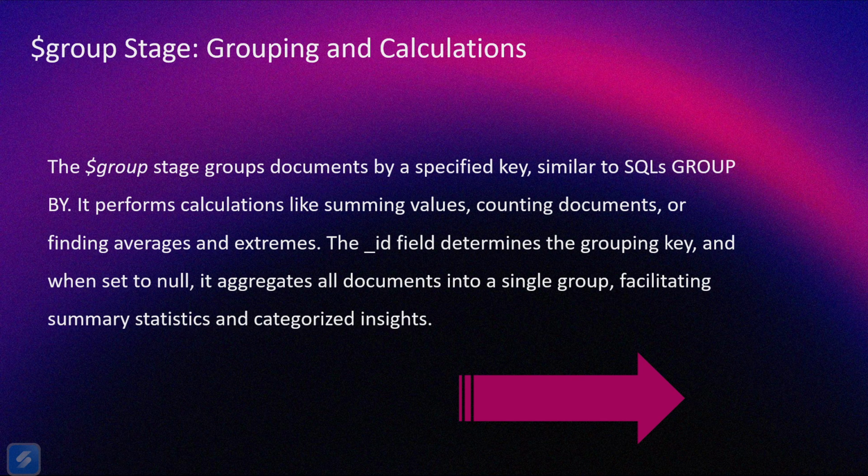Here, the group stage groups the documents by a specific key, similar to the SQL GROUP BY. It performs calculations like summing values, counting documents, or finding averages and extremes. The _id field determines the grouping key, and when set to null, it aggregates all the documents into a single group, facilitating summary statistics and categorized insights.